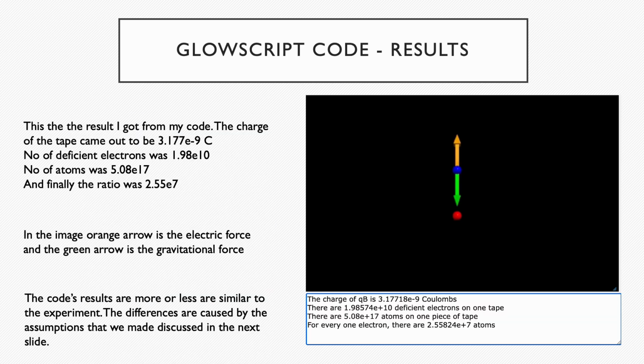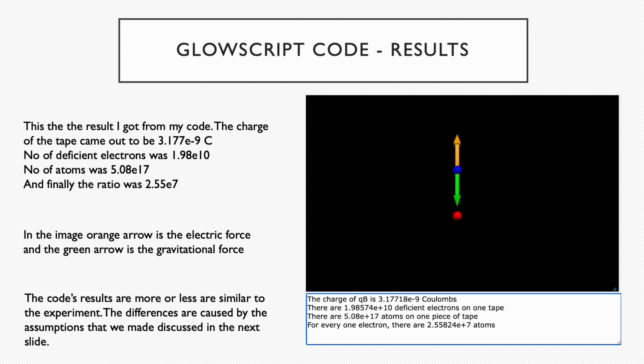This is the GlowScript code results. This is the results I got from my code. The charge of the tape came out to be 3.177 times 10 to the power minus 9. The number of deficient electrons came out to be 1.98 times 10 to the power 10. The ratio came out to be 2.55 times 10 to the power 7.